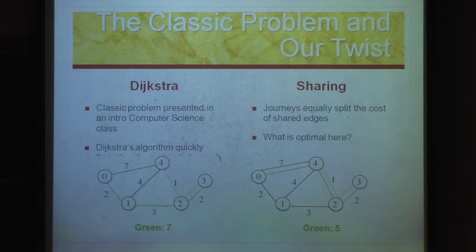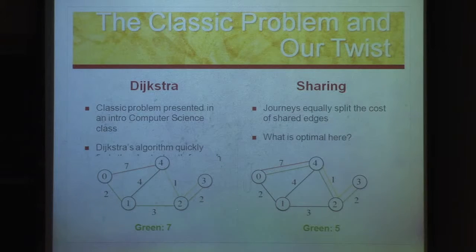However, our twist to the problem is we allow journeys to equally split the cost of any edges that they have in common between them. And what happens here is it gives them incentives to take different routes because then they can share the edges. So for example, on the graph at the right, it's the exact same graph. However, here we're allowing sharing.